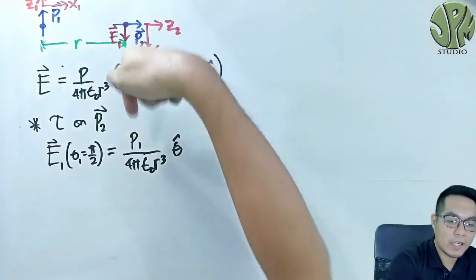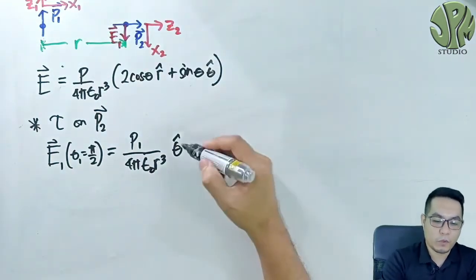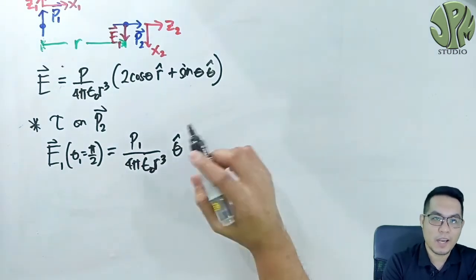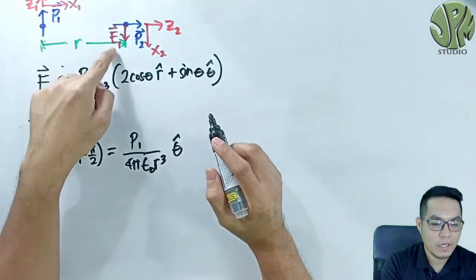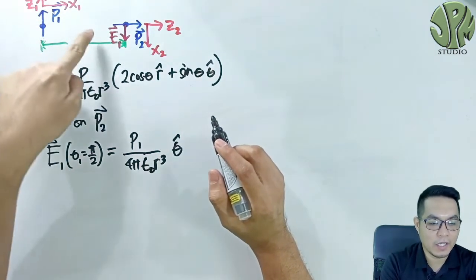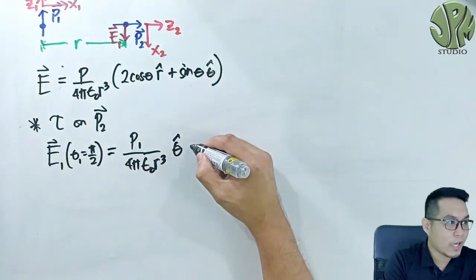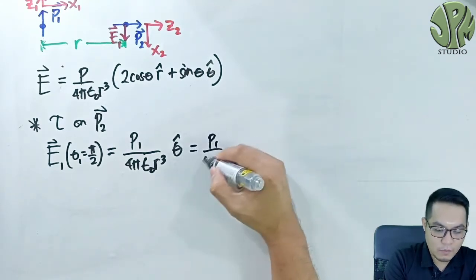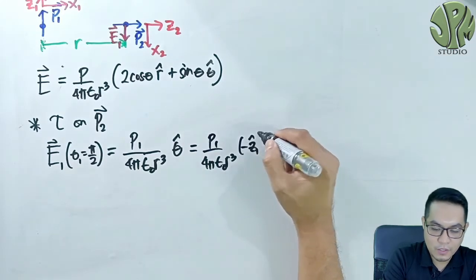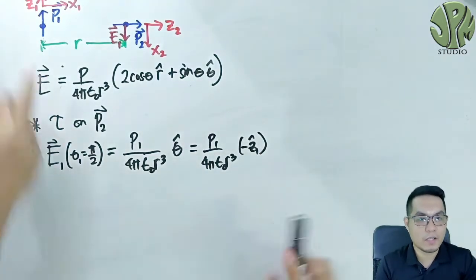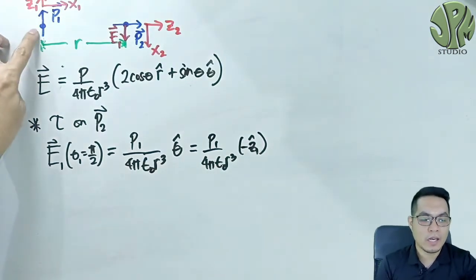So that is actually the theta hat direction. And in our coordinate system, if we convert this theta hat into the x, y, and z axis, we define this as our x1, and this is our z1 axis. So basically, the direction of E1 is negative z1. So I can write this as P1 over 4 pi epsilon naught r cubed negative z1 hat, because the positive z1 direction is upward with respect to P1. So we are using the coordinate system for P1.